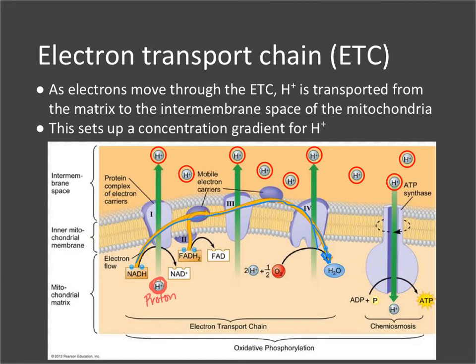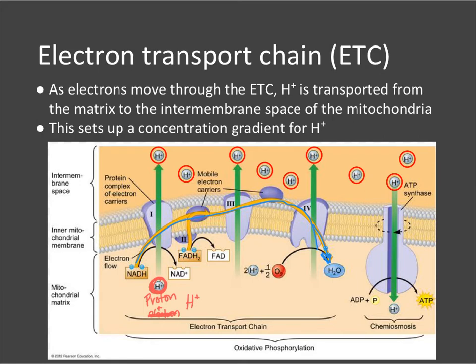Remember that hydrogen is made up of one proton and one electron, but since it's an ion, since it's H plus, it means that it got rid of its electron. It gave it away. So now, instead of being a proton and an electron, that electron is gone. So we're essentially just talking about protons getting transferred across this inner membrane of the mitochondria.